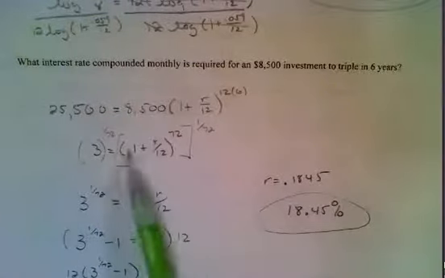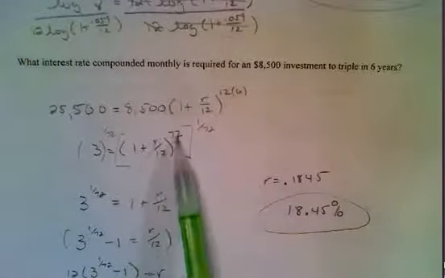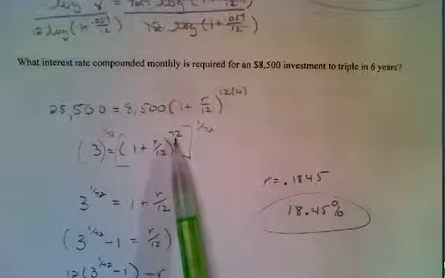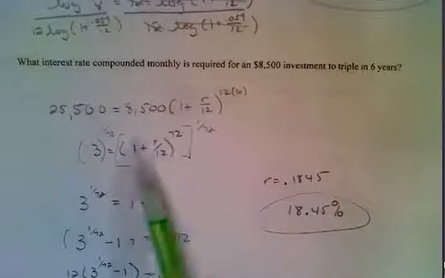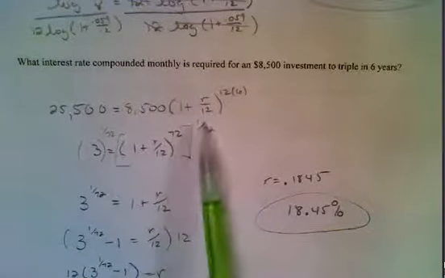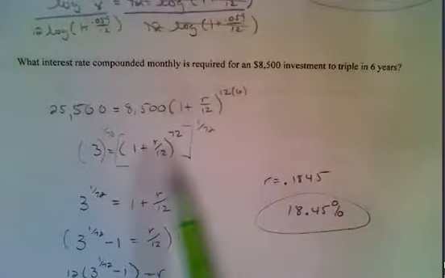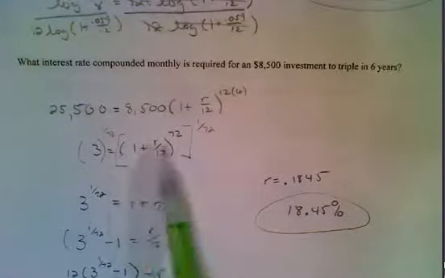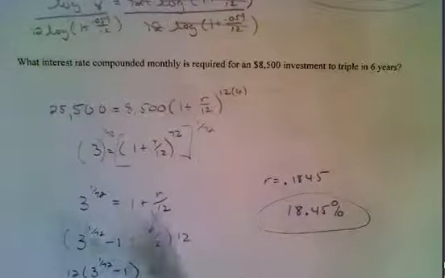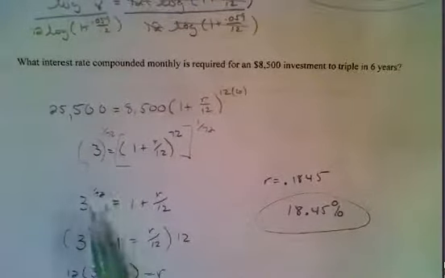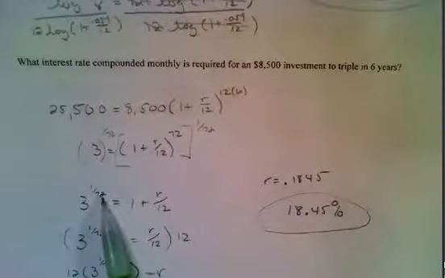To solve this, I don't need logarithms because my exponent is not a variable. So to get rid of this all raised to the 72nd, I can raise it to the 1 over 72nd power. Then I'm just left with this raised to the first power. I have 3 to the 1 over 72nd power.